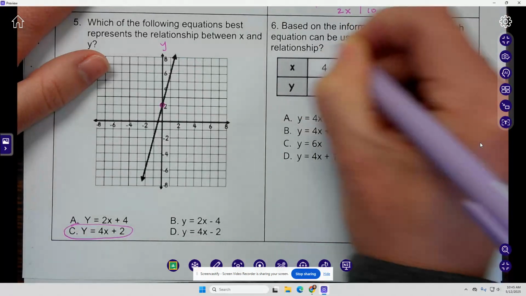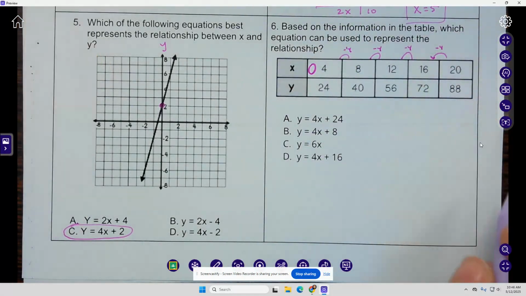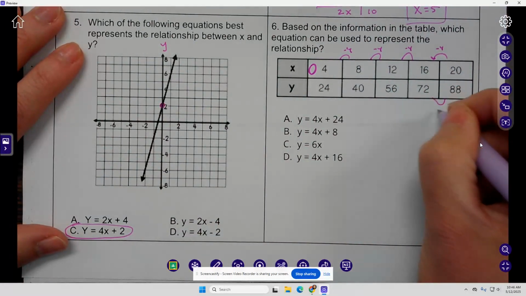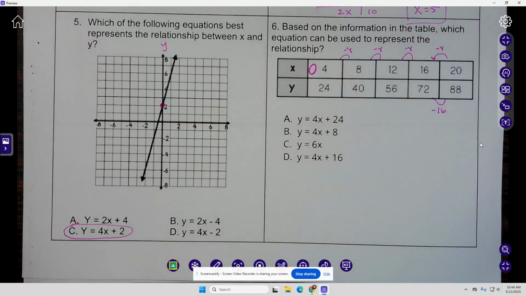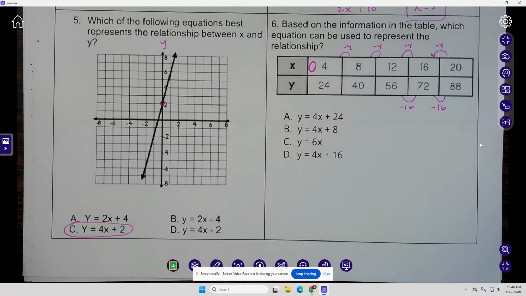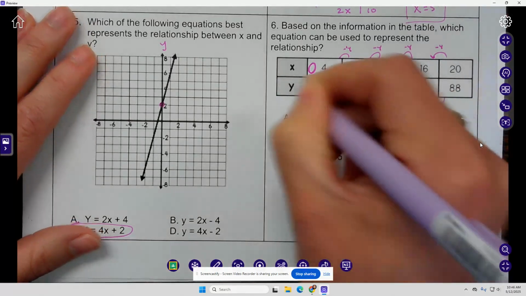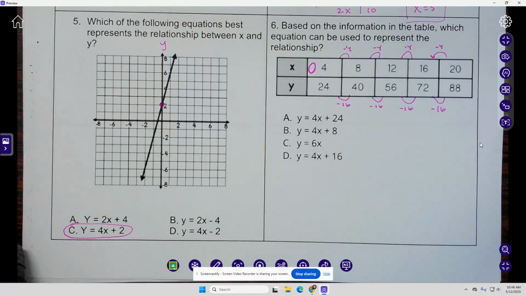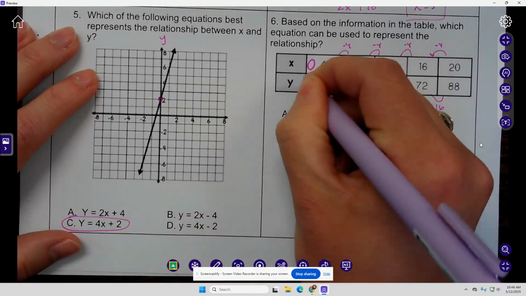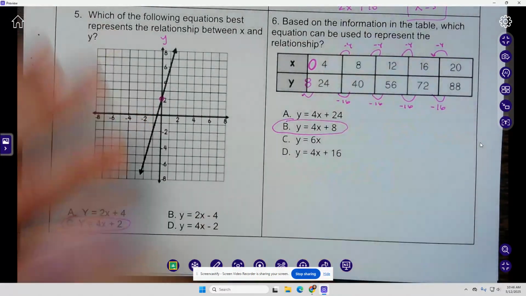So if I did 4 minus 4, I would get 0. And let's see what these are subtracting. So 88 minus 72 is 16. 72 minus 56, 16. We should see the pattern here. 56 minus 40 is 16. Minus 16. So to find the next one, it would be 24 minus 16, which is 8. So the only one that has a plus 8 is B.